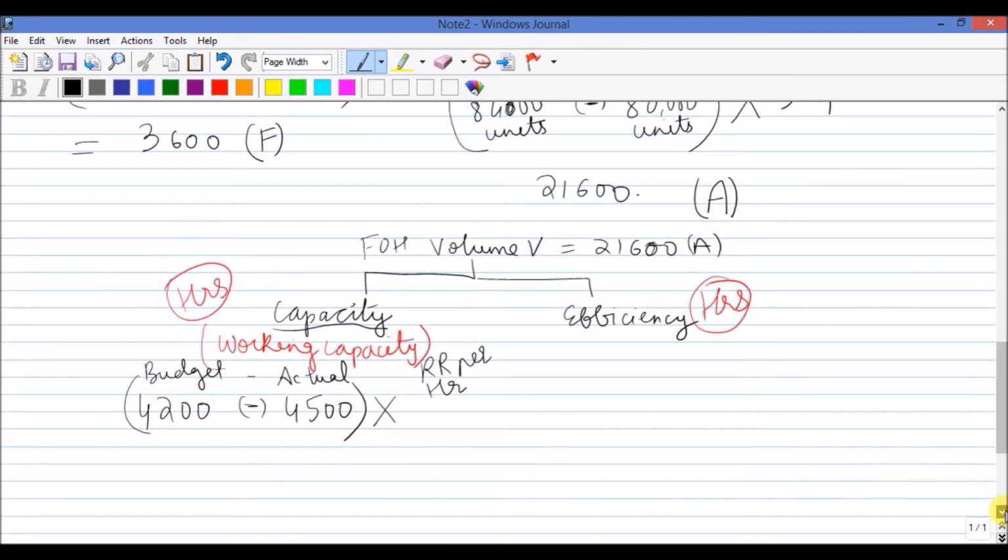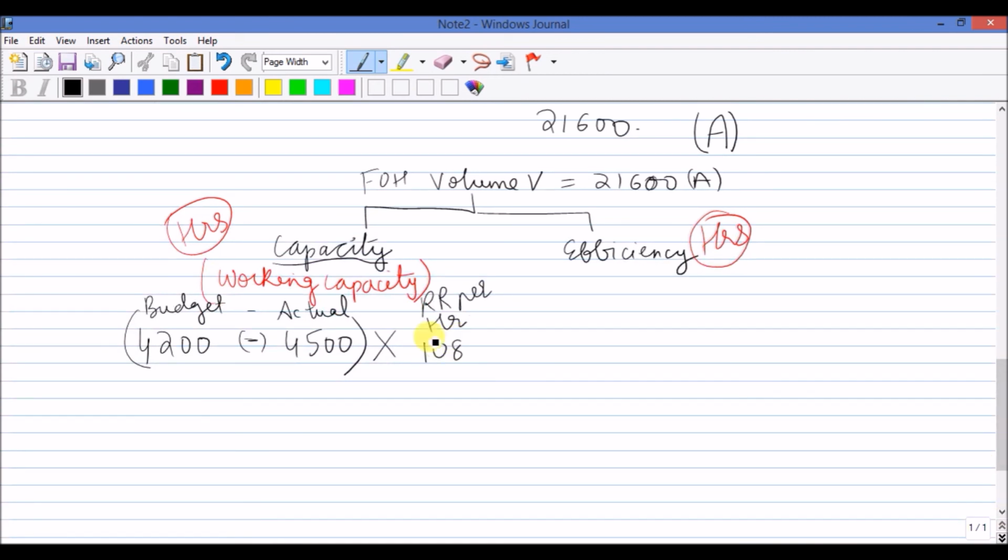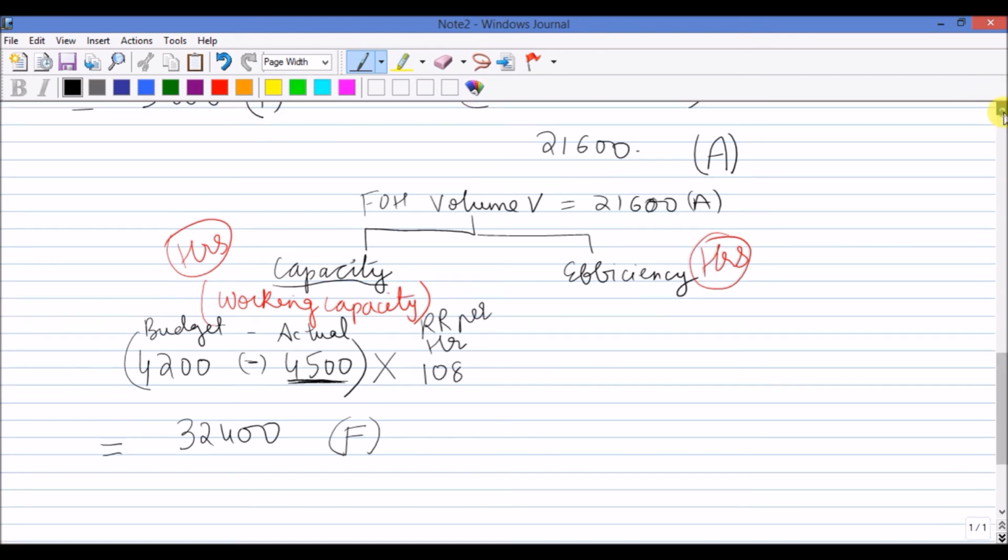So one thing we are sure, since the capacity has increased, it is going to give me a favorable variance. This much only you need to remember. 4,200 minus 4,500 into 108, so will give me 32,400 favorable. Now many students do plus minus, it's coming plus, it's coming minus. This way you can't study standard costing, you have to understand it.